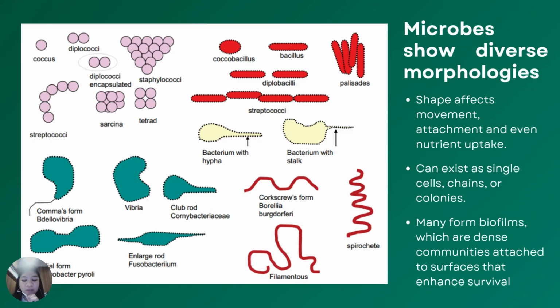Now we move to the anatomy of microbes. Bacteria exhibit remarkable diversity in shape and size, known as morphology. They can be spherical cocci, rod-shaped bacilli, curved vibrio, spiral spirilla, or tightly coiled spirochetes. The shape affects how bacteria move, attach to surfaces, and acquire nutrients. Some live as single cells, while others form colonies or chains. Many bacteria also develop biofilms. These are dense communities attached to surfaces which enhance survival and antibiotic resistance.